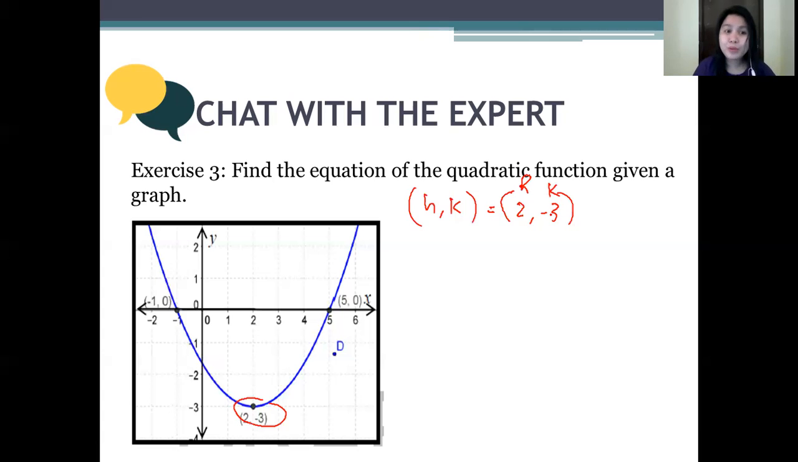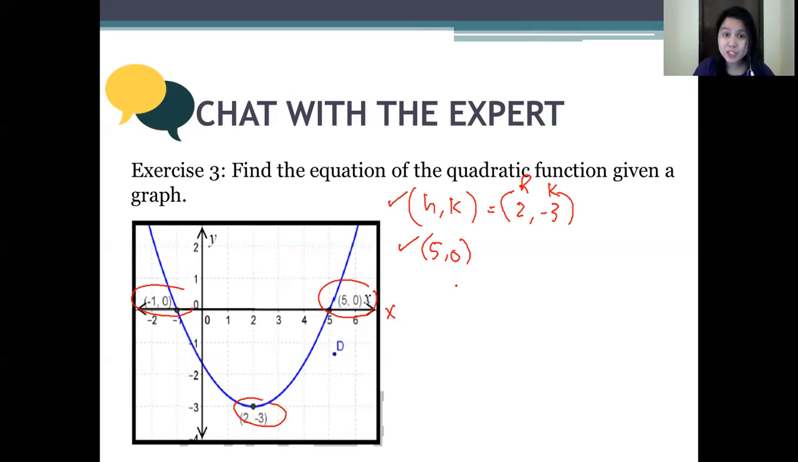Next, we find one x-intercept. We check our x-axis. There are 2 points in the graph that cross the x-axis. We have 5, 0, and we have -1, 0. Just choose one of them. For example, we take 5, 0. Now, we have our vertex and we have one x-intercept.